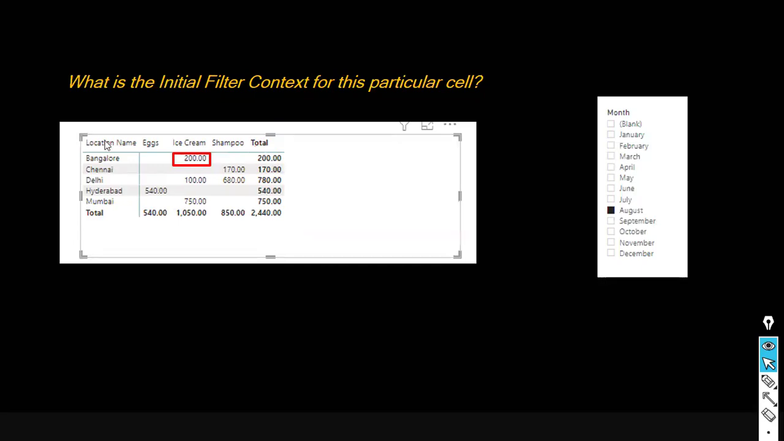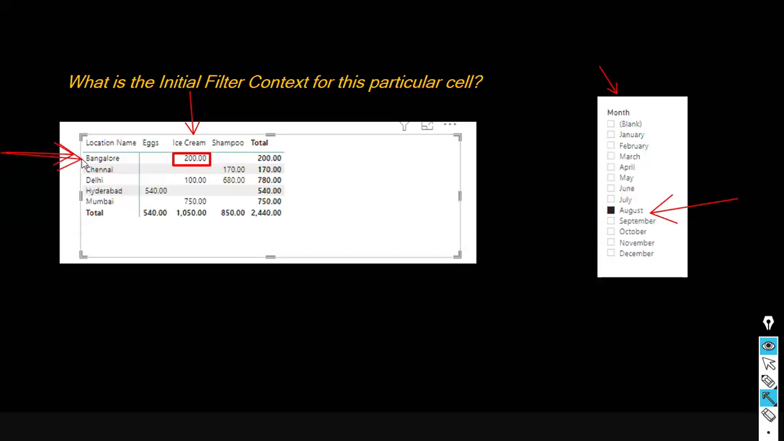So the location name is Bangalore and the product category is ice cream. This is your row level filter, and the column level filter is ice cream. In addition to that, you have a slicer here, with the August month selected. Don't just tell me the total sales we made in ice cream in Bangalore, but the total sales we made in August month in Bangalore under the ice cream category. So it puts three conditions.